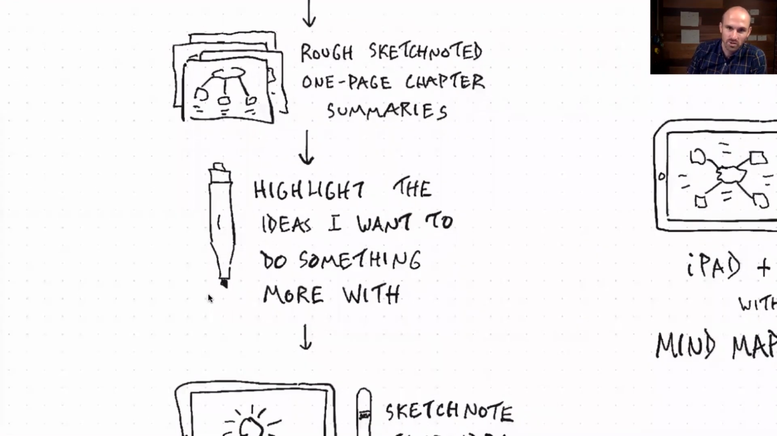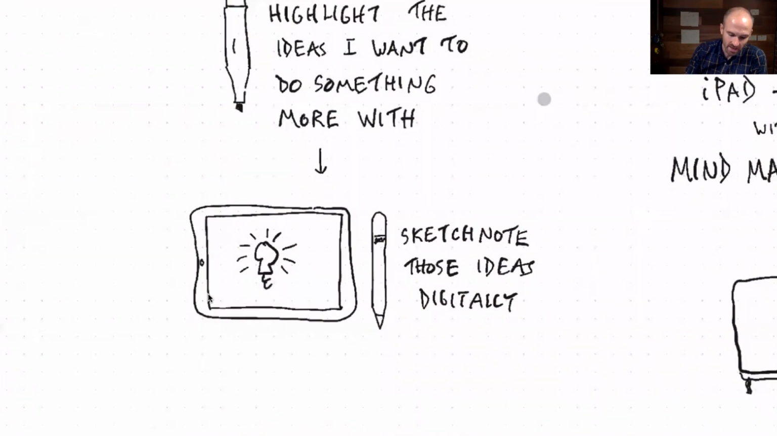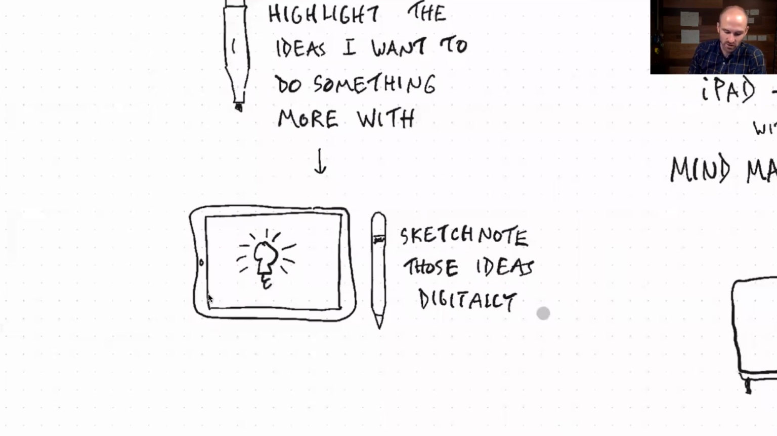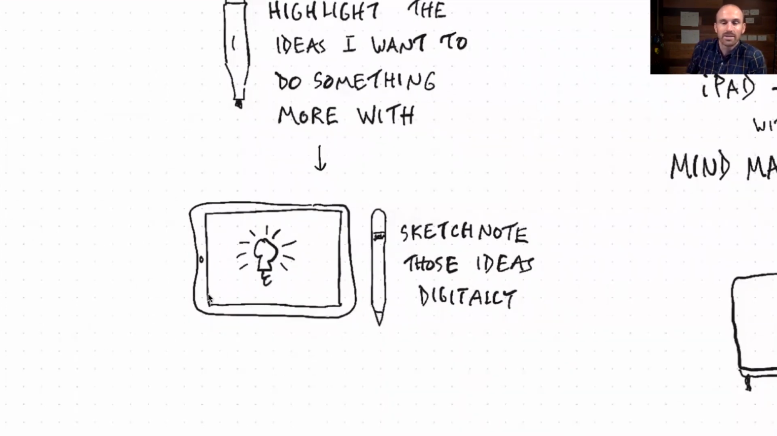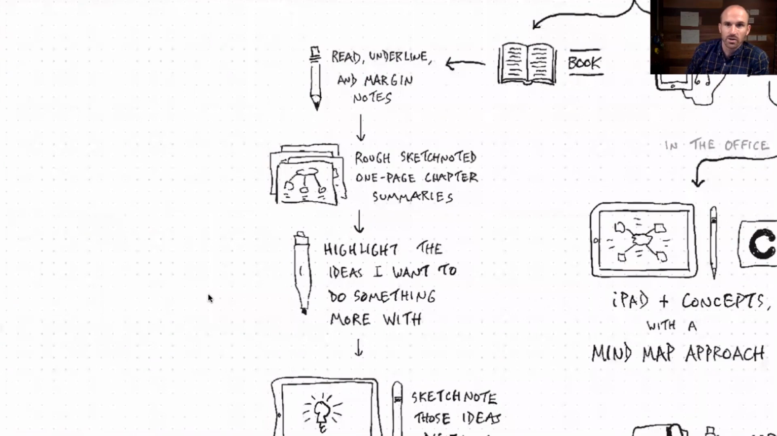So after those chapter sketch notes, I'll go back and highlight the ideas I want to do something more with. And then that might be the point when I turn to digital tools and sketchnote those ideas digitally and maybe decide how I might like to share a few of them with others. Maybe in a video, maybe just with individual images. So that's kind of my overall process for sketchnoting a book.